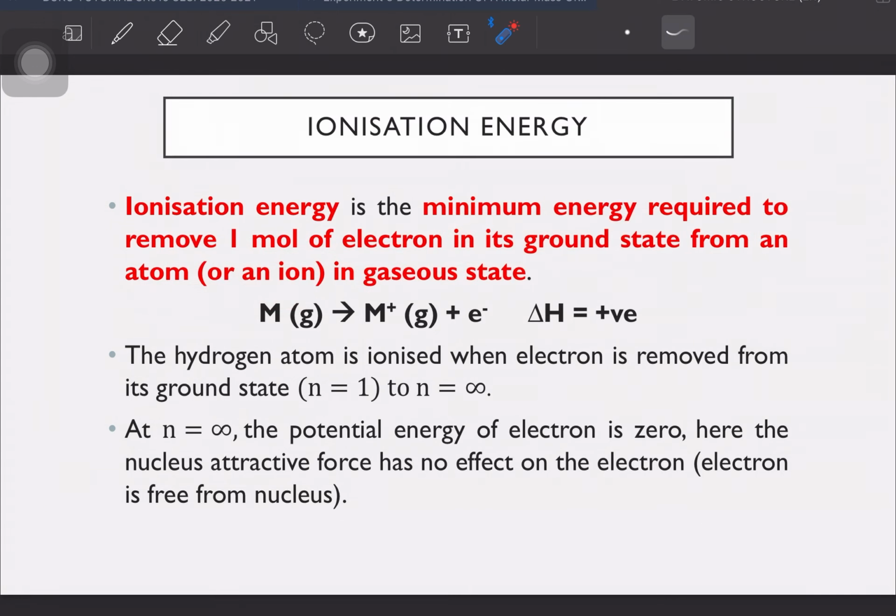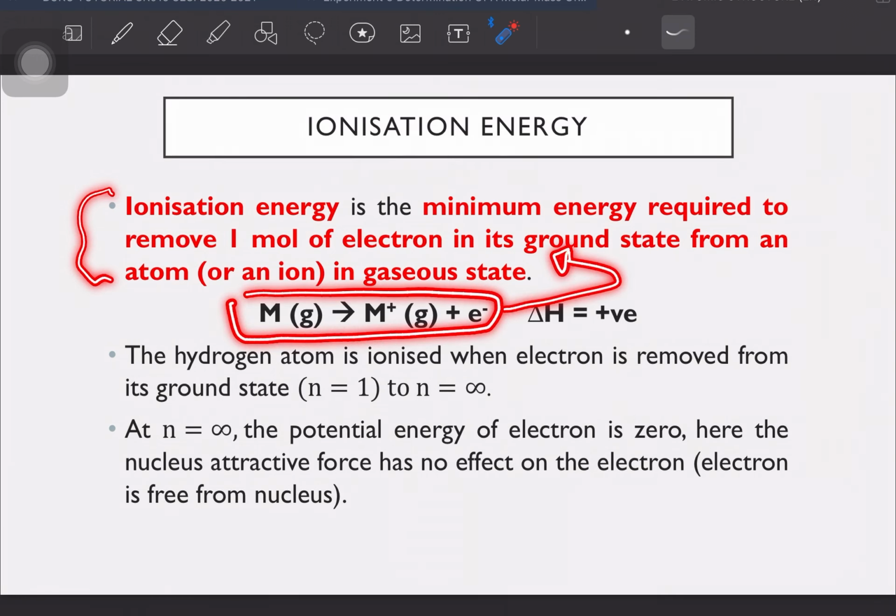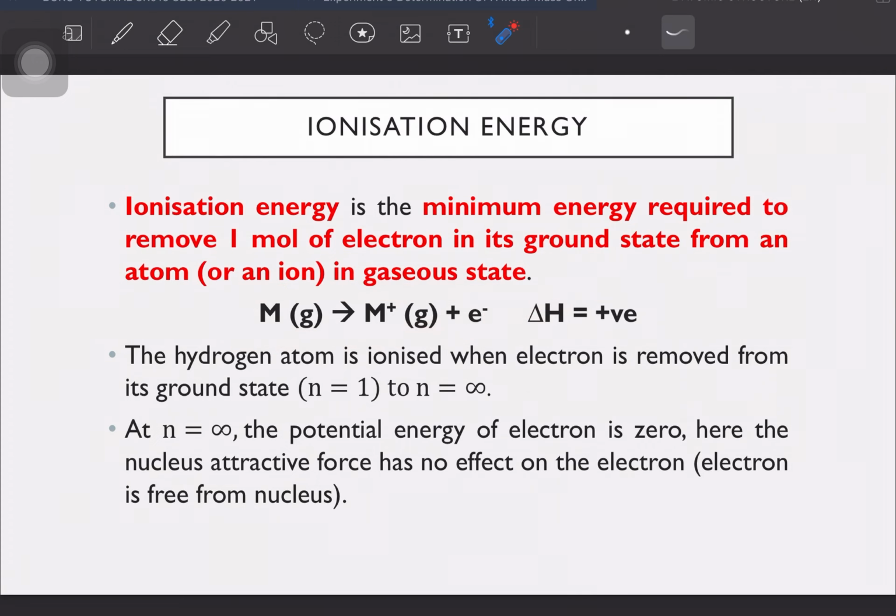So basically, if you don't remember this whole definition, you can remember this and then translate it into these words. Okay, so ionization energy punya definition ni memang tetap macam ni. Okay, kalau awak tertinggal 1 mole of electron, salah. Okay, if you don't say gaseous state, salah. If you don't say minimum energy required, minimum energy needed, salah. Okay, so make sure you get this right lah.